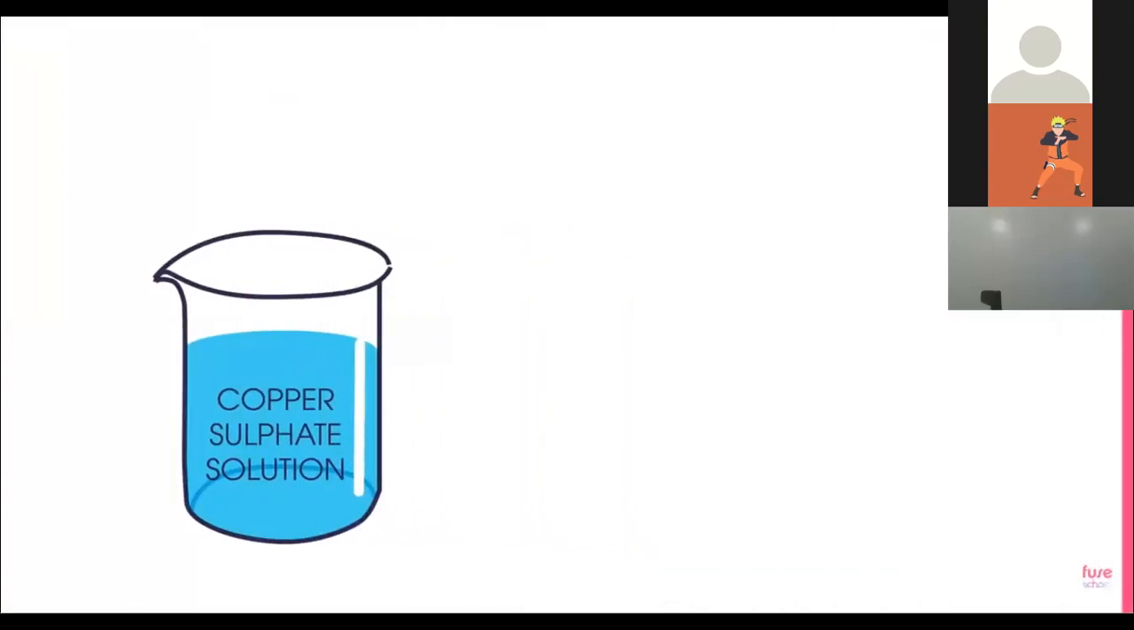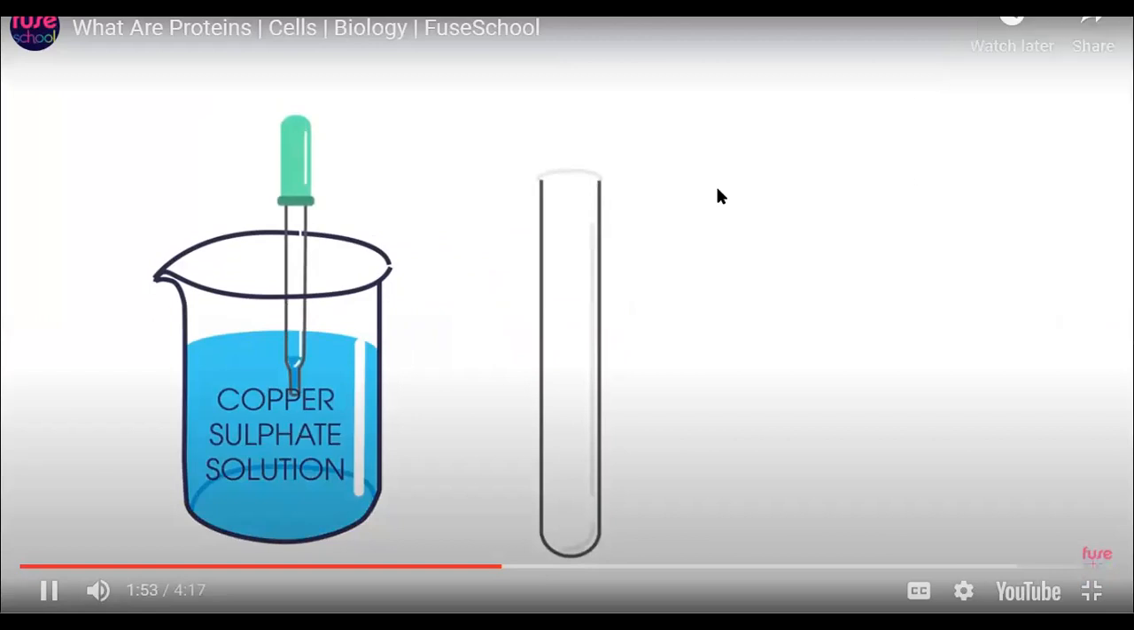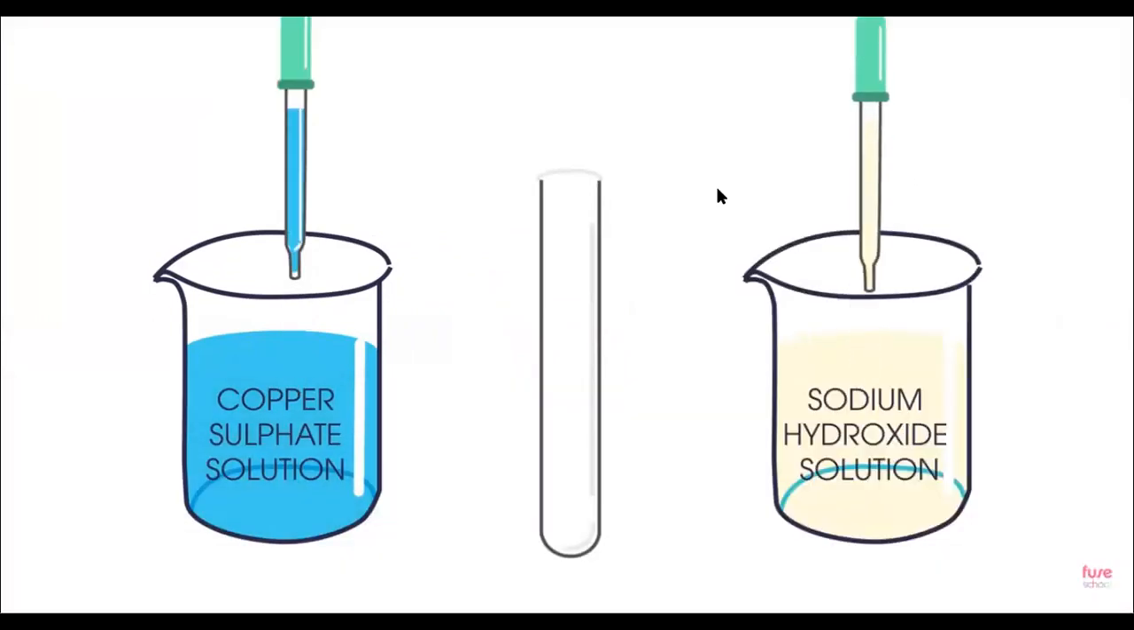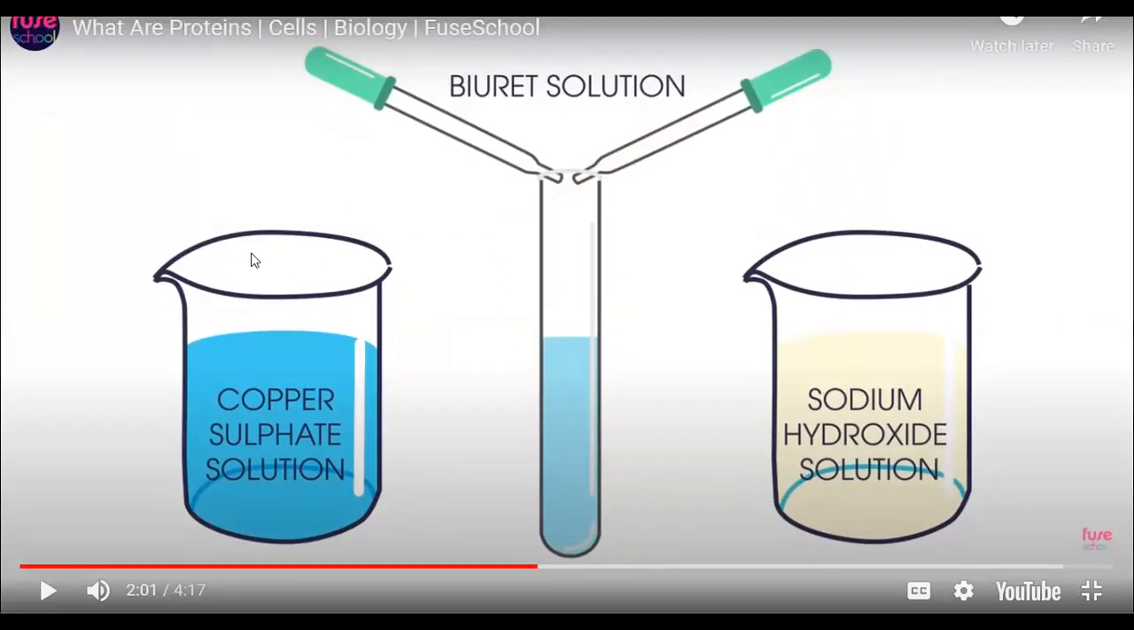To test food for protein, you need to use copper sulfate solution and sodium hydroxide solution. These two liquids together may be called Biuret solution. This is important. Please note that we have two kinds of solutions over here. One is called copper sulfate solution, which is light blue in color, and sodium hydroxide. Once you unite them together, the solution that you get is called Biuret solution.